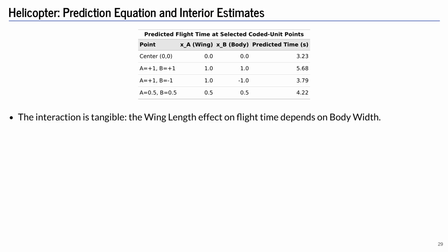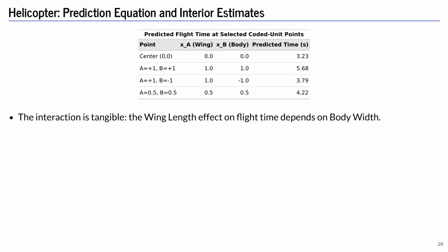Here are the predictions at 4 points in coded space for the helicopter model. At the center, wing length 0, body width 0, the predicted flight time is 3.23 seconds. That is the grand mean of the fitted model.